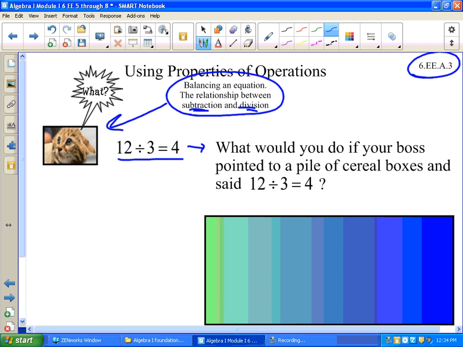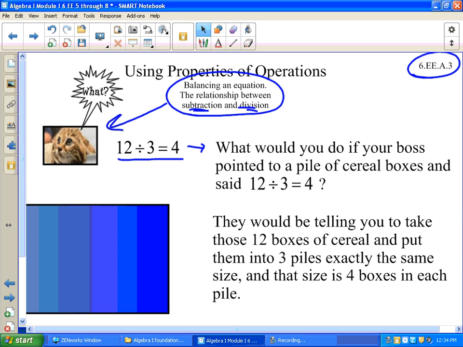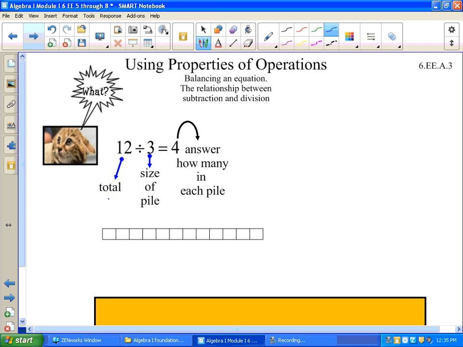What would you do if your boss pointed to a pile of cereal boxes and said 12 divided by 3 equals 4? Well, let's see what he meant. They would be telling you to take those 12 boxes of cereal and put them into three piles exactly the same size, and that size is four boxes in each pile. So you have a total of 12 boxes.